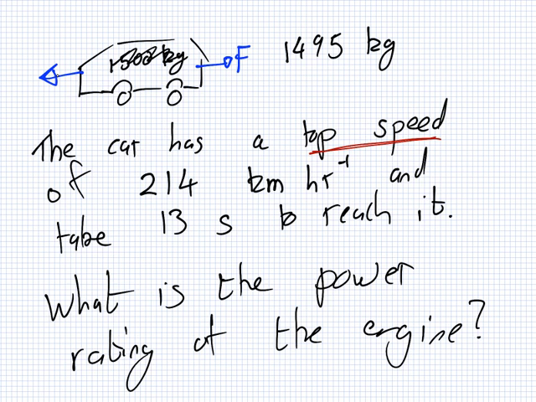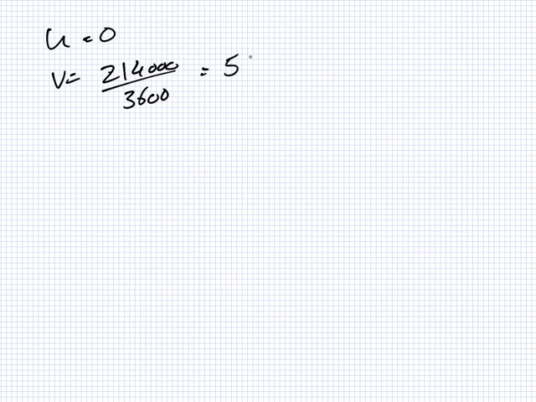Right, let's have a look at this. Hard one. First things first, let's write down the UVATS. So the U is 0. The V is, what's it, 212 kilometers per hour? So 214,000 over 3,600, 59 point... Okay. A we don't know. T is 13. S we don't know.